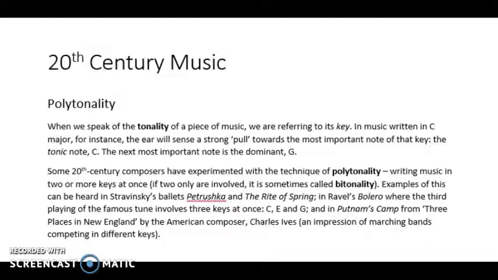In Ravel's Bolero, the third playing of the famous tune involves three keys at once, C major, E major, and G major. So some orchestra members will play in the key of C major, others in the key of E major, and the rest in the key of G major. And in Putnam's Camp, from Three Places in New England by the American composer Charles Ives, there is an impression of marching bands competing in different keys.